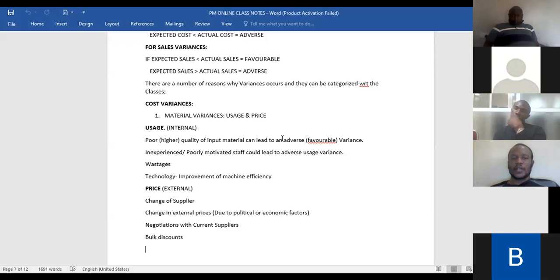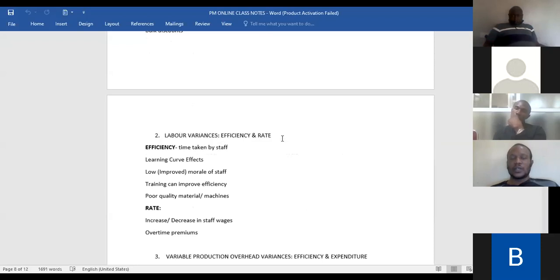And we also looked at labor variances, and we said labor variances can be broken down into efficiency and rate. The efficiency variance has to do with the time taken by staff, while the rate variance has to do with the actual pay to staff compared to the expected or the planned, the budgeted pay for those staff.